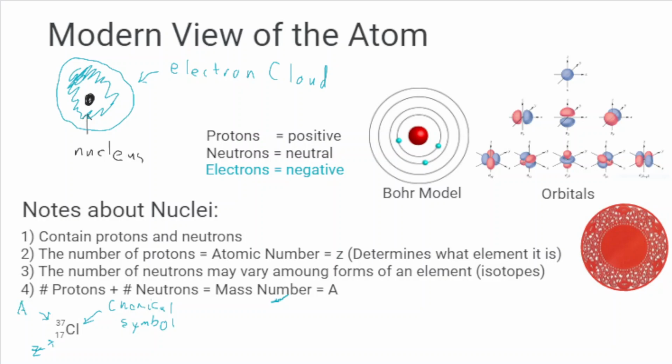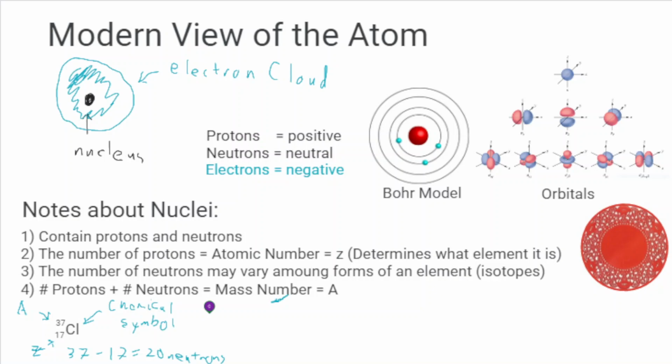So if we were to look at this chlorine-37, we'd say, all right, it has 17 protons, and the number of protons plus neutrons is equal to 37. So if we want to find the number of neutrons, we could simply do 37 minus 17, which gives us 20 neutrons. And so that's how we can figure out how many neutrons are in this isotope.